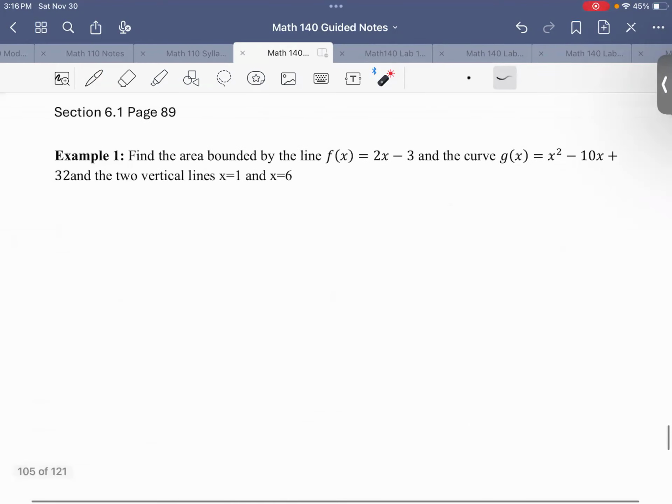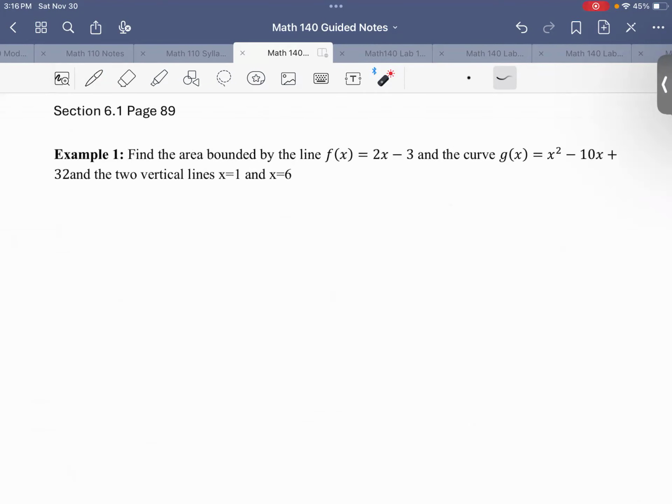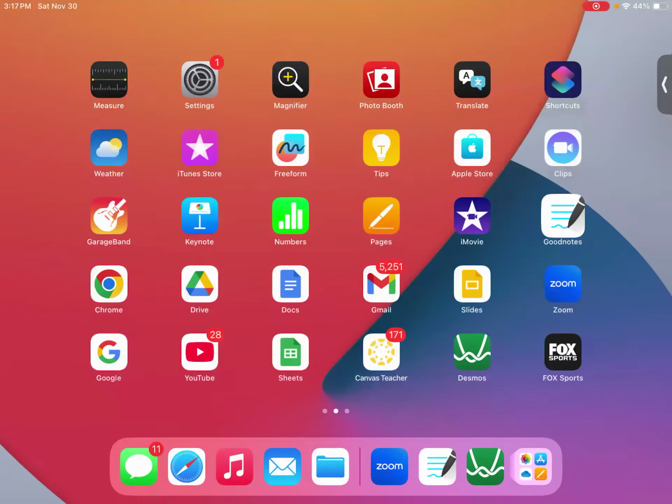So here's example one. Find the area bounded by the line. It's actually a typo right here. This should be f of x equals negative 3x plus 26, and the curve x squared minus 10x plus 32, and the two vertical lines, x equals 1 and x equals 6. So before we even try to integrate this, we need to figure out what the top and bottom functions are. So let's go to Desmos, graph both of these functions and their respective vertical lines to see which graph is on top and bottom.